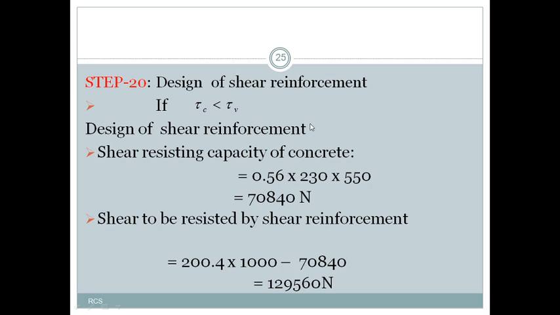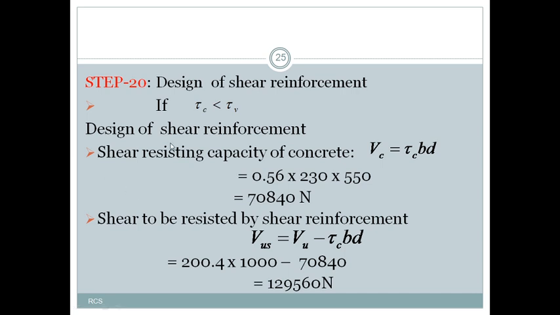For designing the shear reinforcement, first of all we have to calculate the shear resistance capacity of the concrete and the shear resistance capacity of the steel together. So why should we calculate? In an RC beam, the shear is to be resisted by concrete as well as steel, but we are providing shear reinforcement in terms of steel bars. So finally we have to calculate the amount of shear to be resisted by the shear reinforcement provided. From the total shear force to be resisted, we deduct the shear force resisted by the concrete alone. The leftover part will be the shear resistance of the shear reinforcement.